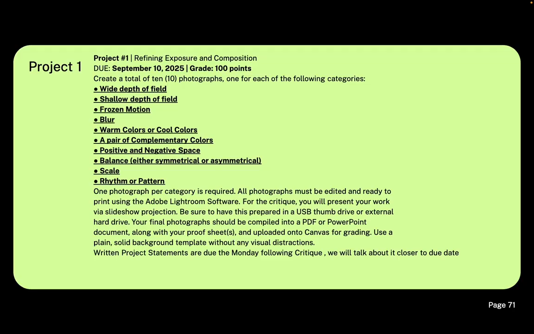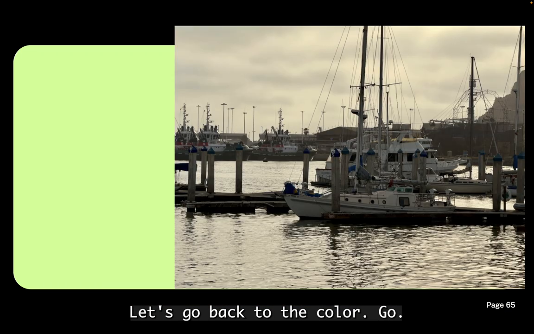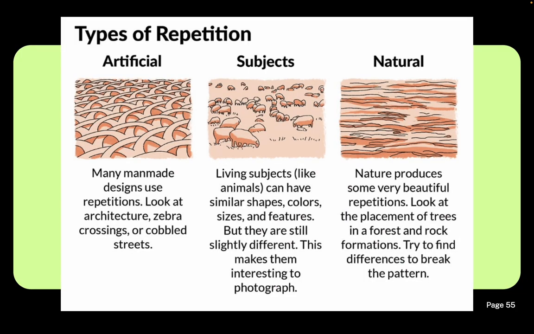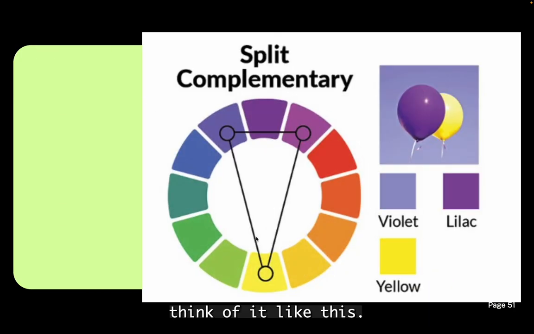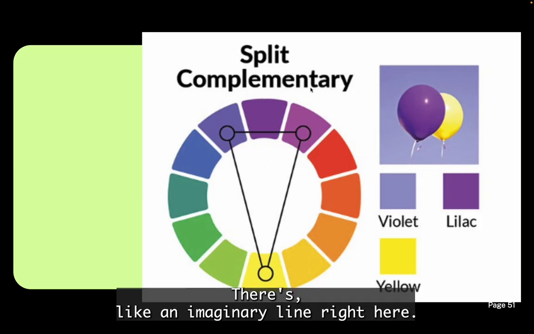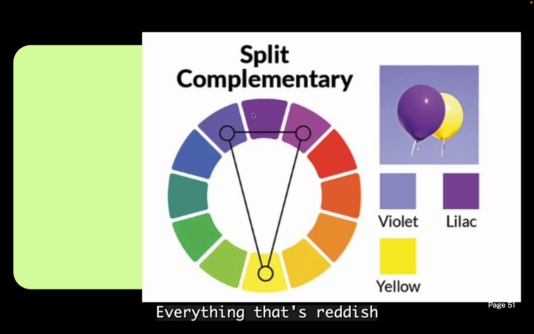One thing I'm still kind of stuck on is the warm colors or cool colors. Oh, warm colors, cool colors. Let's go back to the color wheel. If you have never heard of warm and cool colors, think of it like this. There's an imaginary line right here. Everything that's reddish or red adjacent is warm. Everything that's bluish, greenish adjacent is considered cool. It's really that simple.